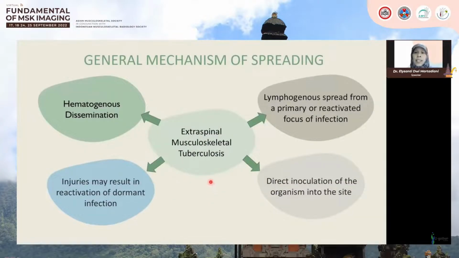Extraspinal musculoskeletal tuberculosis has several mechanisms of spreading. Hematogenous dissemination is the most common mechanism of spreading, and also lymphogenous spread from a primary or reactivated focus of infection. Direct inoculation of the organism into the site of infection can be one of the mechanisms of spreading as well, and injuries may result in reactivation of dormant infection.